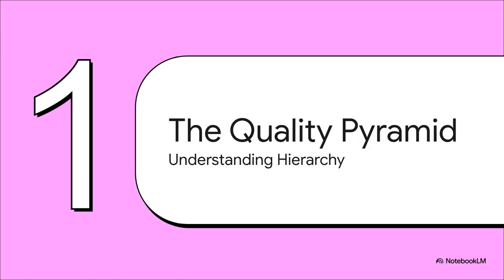So to really get this, don't think of these terms as just a list of 3 related things. The best way to see it is as a hierarchy, a structure. We're going to call it the quality pyramid, and it's going to show you exactly how each piece fits together, from the very top-level strategy all the way down to the nitty-gritty actions.